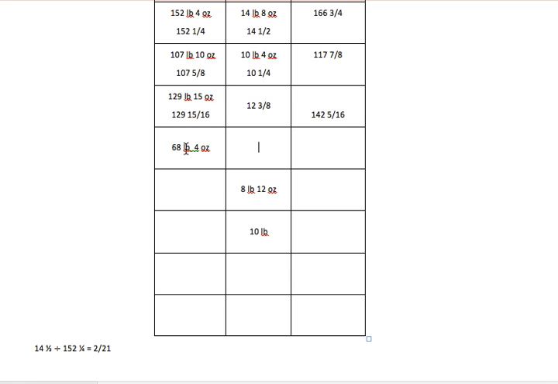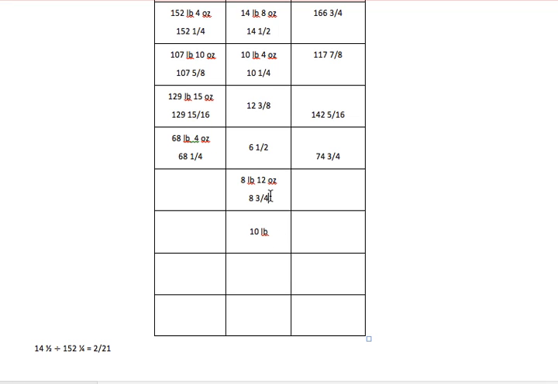And we do the same thing for 68 pounds 4 ounces. 68 pounds 4 ounces would be 68 1/4 pounds. We multiply that times 2/21, which is our rate, and we would get 6 1/2. Adding them together would be 74 3/4. Then we come down to these next values in which the backpack is given, but the weight of the backpacker is not. We'll translate the 8 pounds 12 ounces to 8 3/4, which is 12/16 simplified, and the 10 can stand by itself.